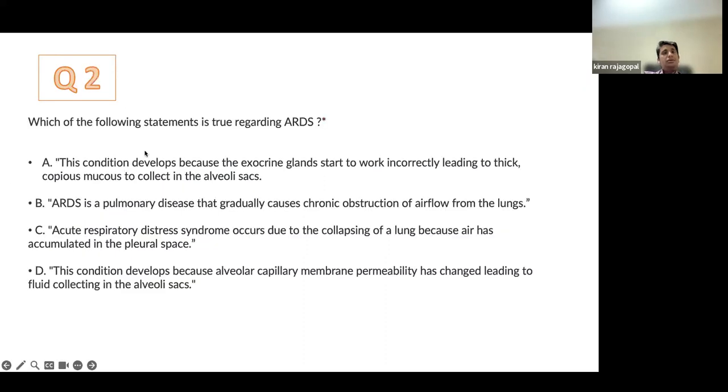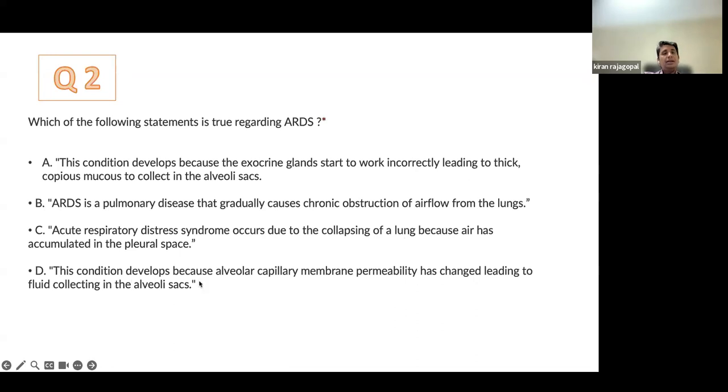Second question, which of the following statements is true regarding ARDS? A, this condition develops because the exocrine glands start to work incorrectly, leading to mucus secretions in the alveolar sac. Or B, ARDS is a pulmonary disease that gradually causes chronic obstruction of the airflow from the lungs. C, ARDS occurs due to collapsing of a lung because air has accumulated in the pleural space.